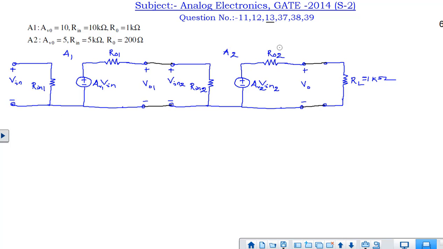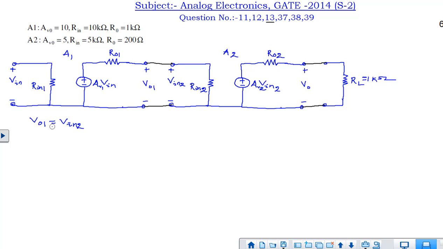This is the overall circuit, and these are the parameters. Those are given in the question. We have to find out what is the V output by V in. We can express this V01 in terms of this voltage source. V01 is nothing but V into, which is nothing but the voltage across this. So we can apply voltage division rule to find out what is the voltage across this.